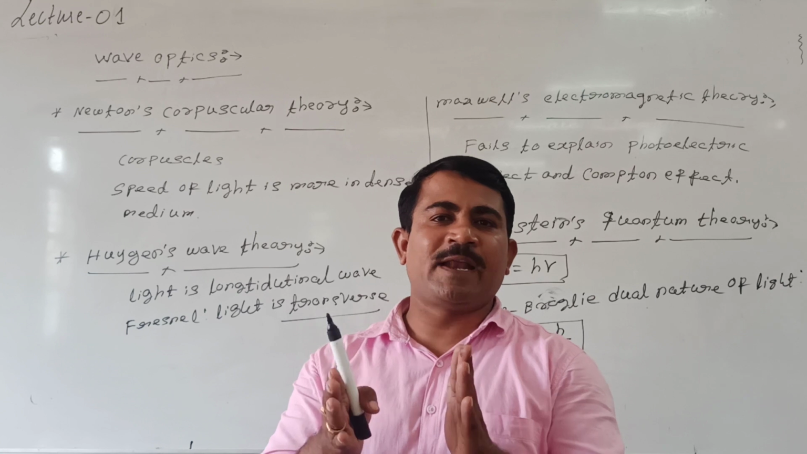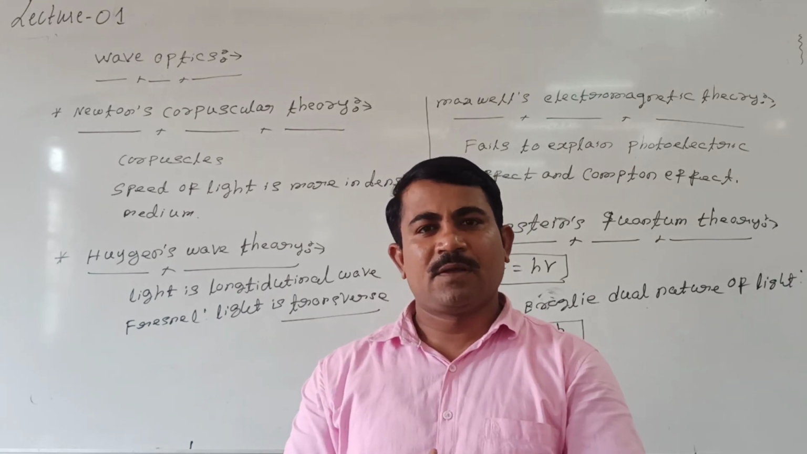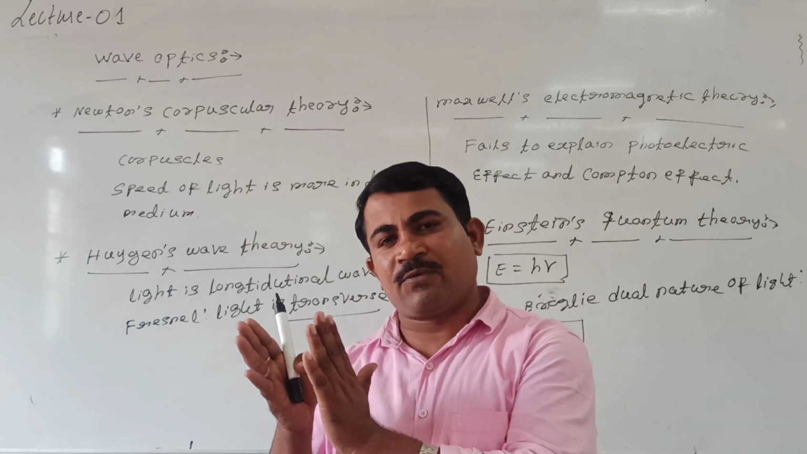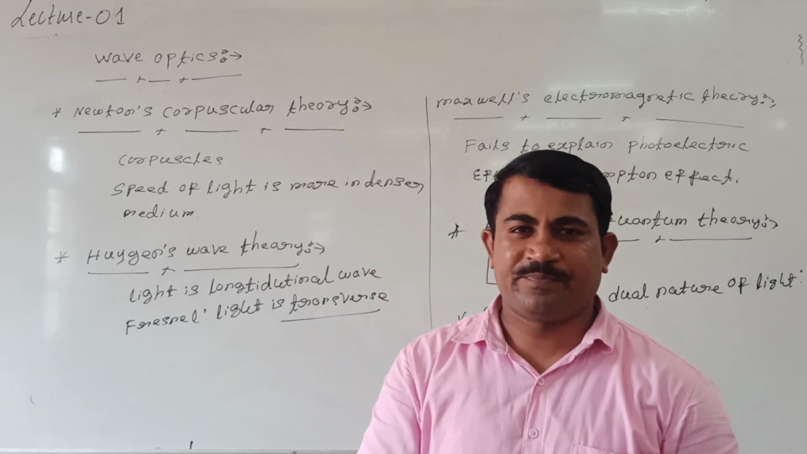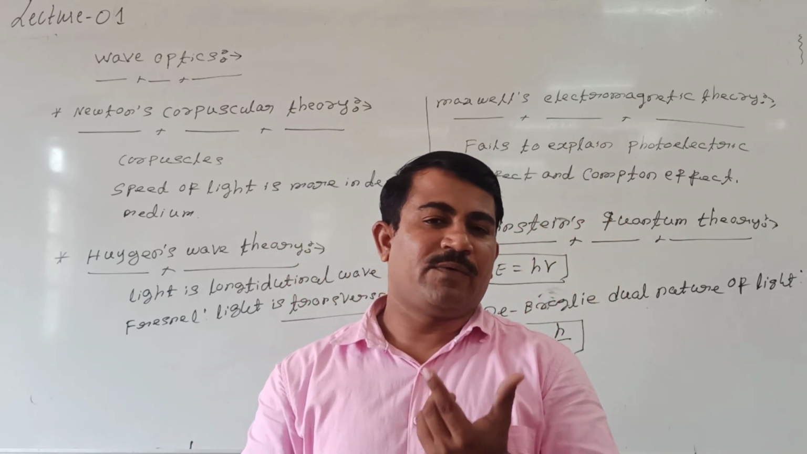He explained well the particle nature of light. But de Broglie says that light exhibits a dual nature. Dual nature means it acts as a wave and it acts as a particle. How do we explain the dual nature of light? We'll see that now. Very simple.